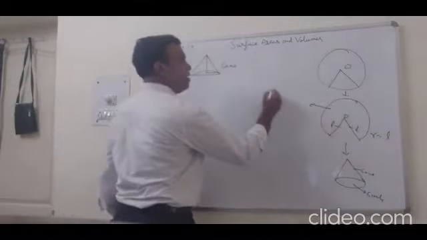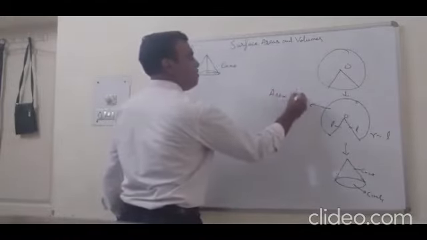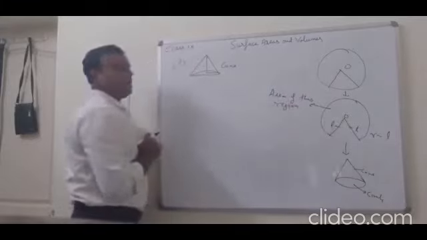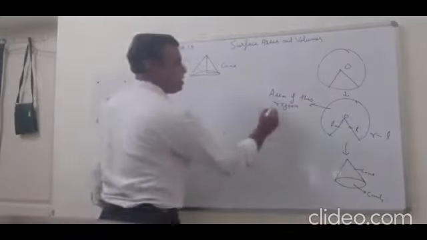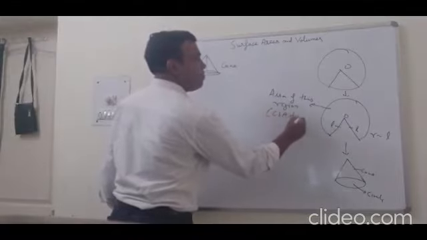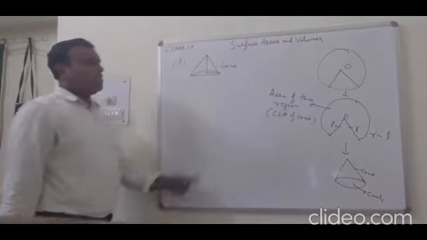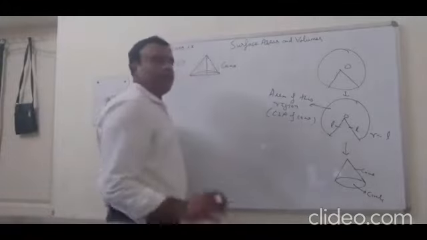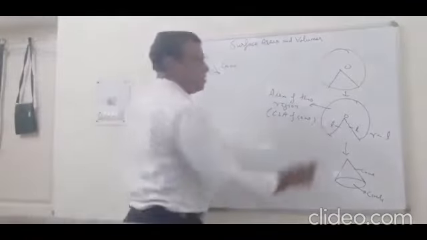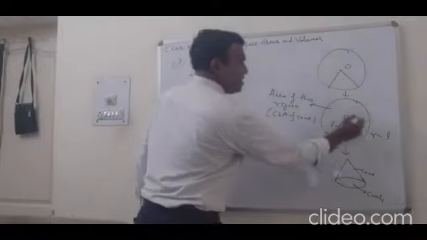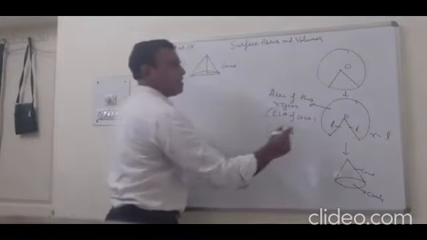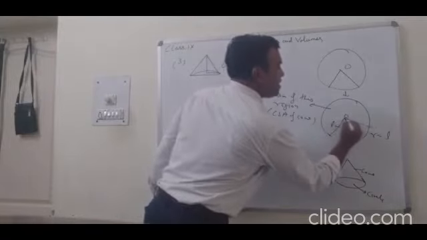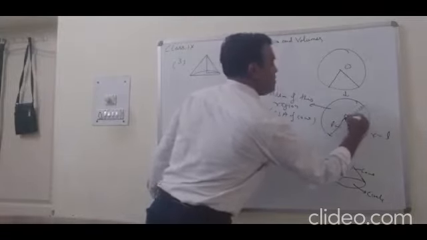We have to find the area of this region. That is the CSA of cone. What will this be? CSA of cone. So how will you find the area of cone? See here, we divide this sector into small triangles. We divide this sector into small triangles and so on.